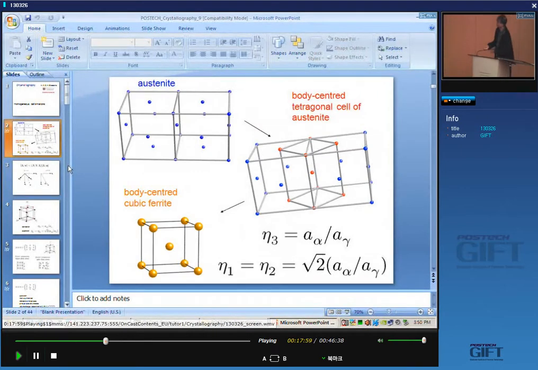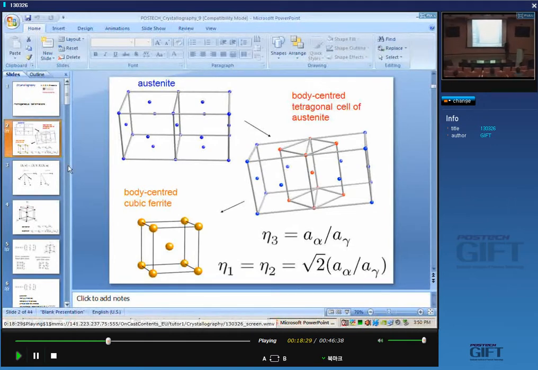Yeah, you can see that the 1 bar 10 direction of austenite would be exactly parallel to 100 of ferrite, and the 110 of austenite would be parallel to 010 of ferrite, and the z-axes are both parallel. So the Bain strain implies that that is the orientation relationship you will get between austenite and ferrite.